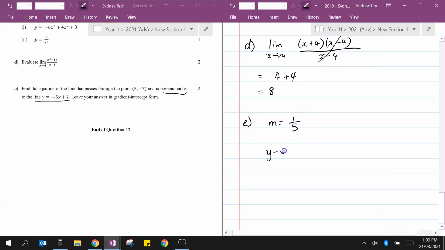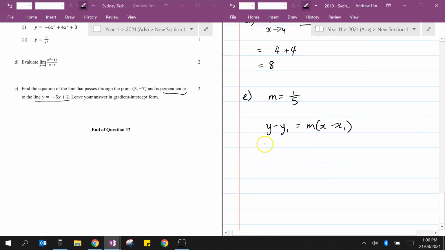So y minus y1 is equal to m bracket x minus x1. We'll use the point gradient formula to work out the equation of the line. This is our x1, here's our y1. So y minus minus 7 is y plus 7. The gradient we'll be using, which is perpendicular to that, is positive 1 over 5. X minus x1, which is 5.